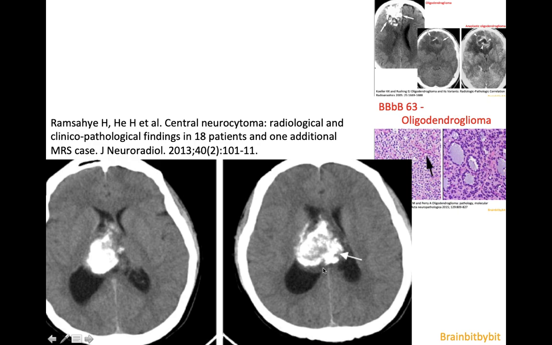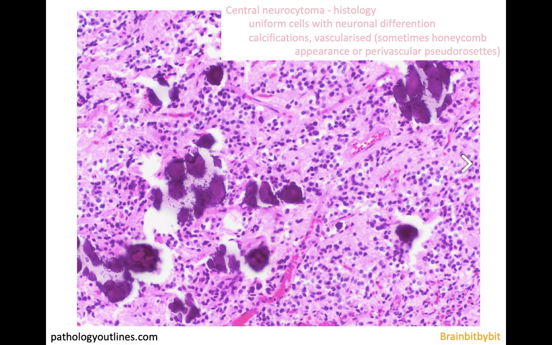And macroscopically, they resemble oligodendrogliomas. And previously, central neurocytomas were called oligodendrogliomas of the ventricle or intraventricular oligodendrogliomas. However, central neurocytomas are not made up of glial cells and they don't have a 1p19q codeletion. Central neurocytomas are made up of uniform cells with a neuronal differentiation, hence the name neurocytoma.